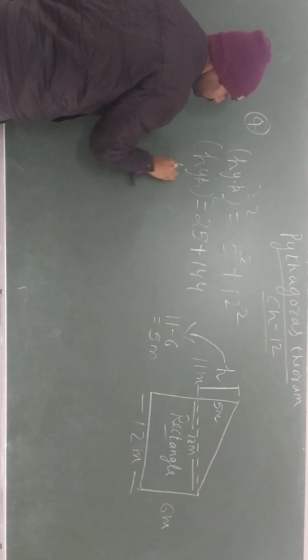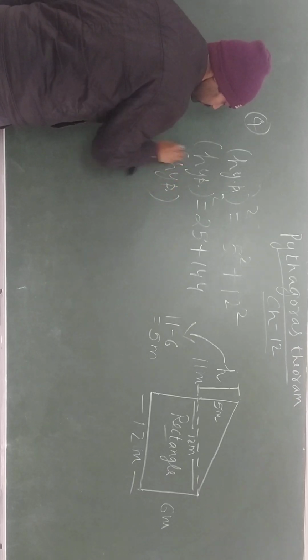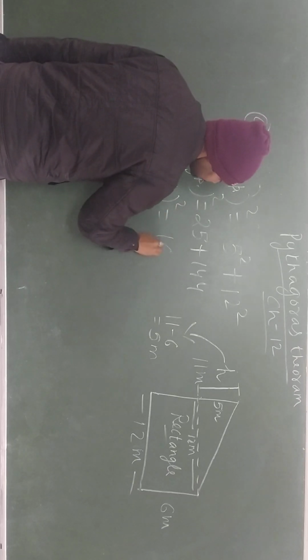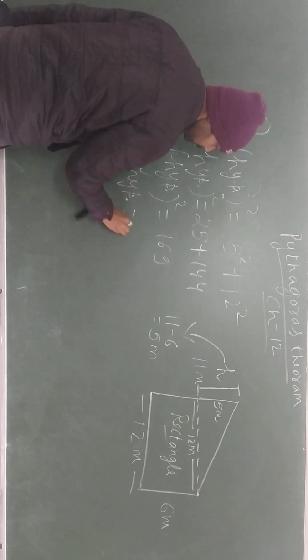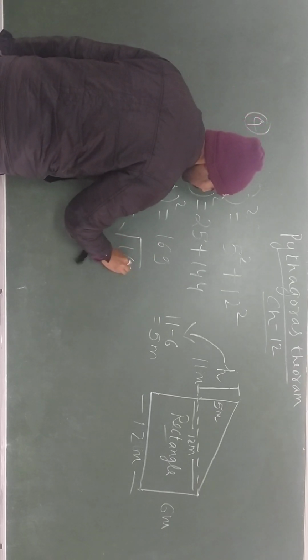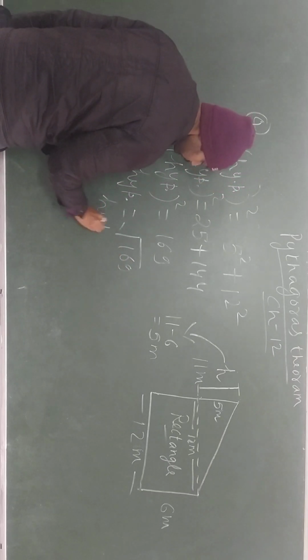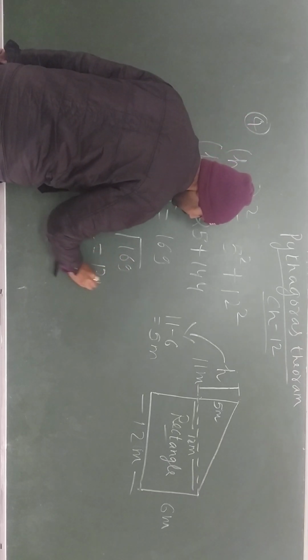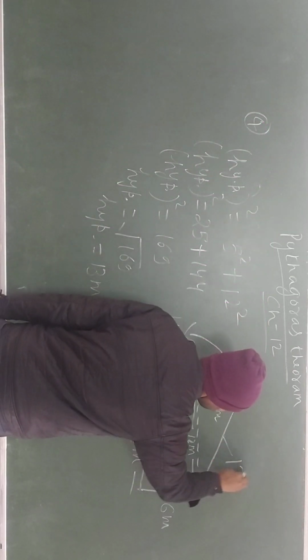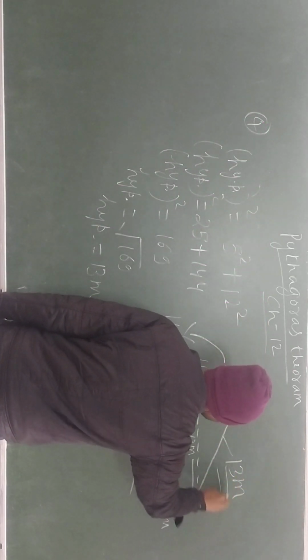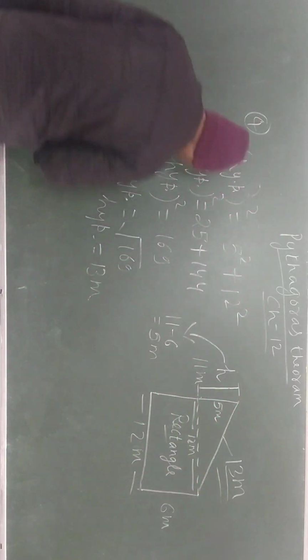It will be hypotenuse square equals 169. Hypotenuse will be equals to under root 169. So it will be what? Hypotenuse will be equals to 13 meter. So we have found out the distance between their tops is 13 meter. So we will write the answer.